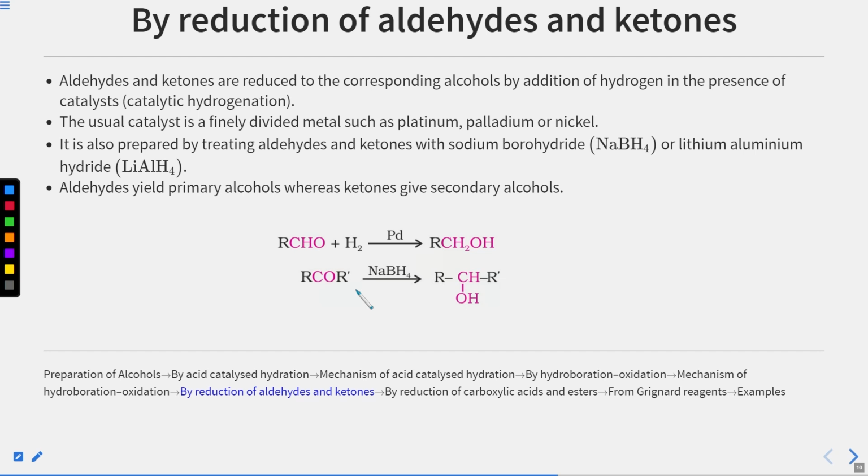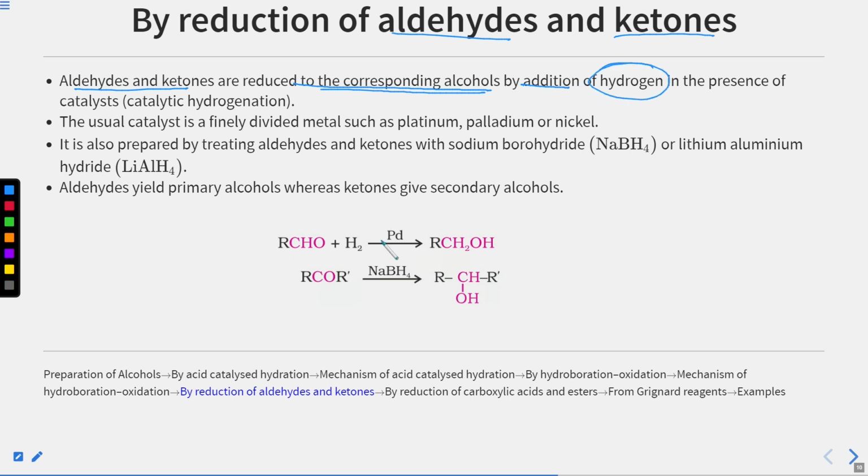So these were the two methods that can be used for the preparation of alcohol using alkene. Now we will use the aldehyde and ketone, that is the carbonyl compound, to prepare our alcohol. So how can it be done? It can be done by the reduction of the aldehyde and ketone to the corresponding alcohol. How? By the addition of hydrogen.